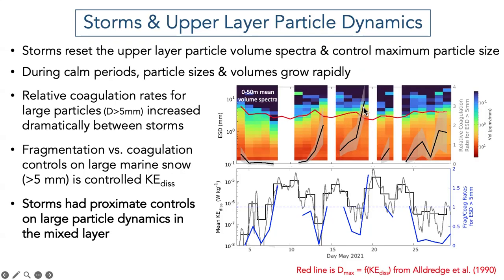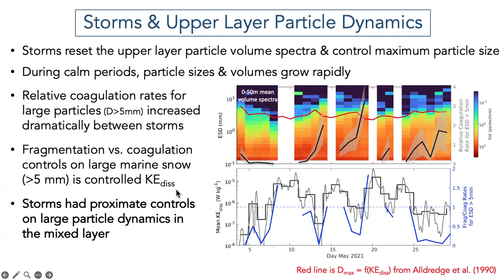These black lines here with the error bars are determinations of the coagulation rate, using the measured size spectrum and a bunch of assumptions, showing that the coagulation rates increase dramatically during each one of these calm periods, and again they seem to reset themselves and start over.